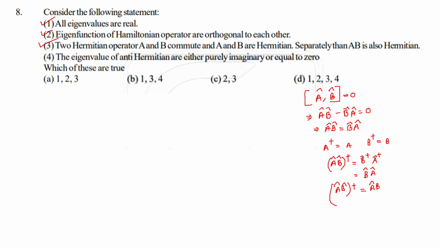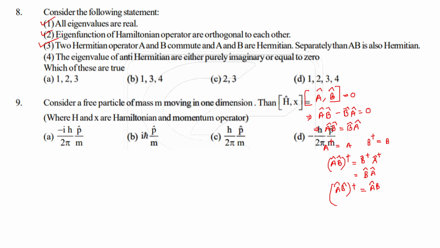You have to find that out, and obviously after that, in the discussion session, I will write down what about statement number 4: the eigenvalues of anti-Hermitians are purely imaginary or equal to 0. At this point of time, to be honest, I don't have the idea. I'll look into it and I will tell you. Okay. Now let us go to the next question.